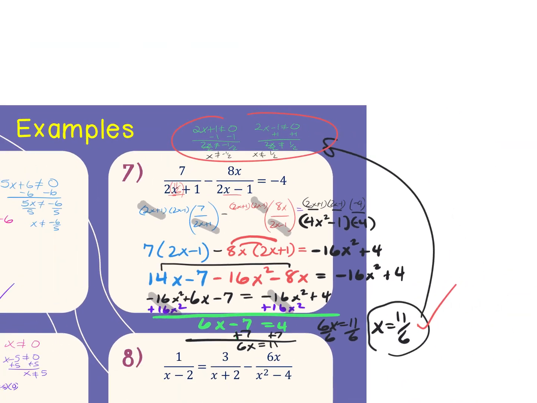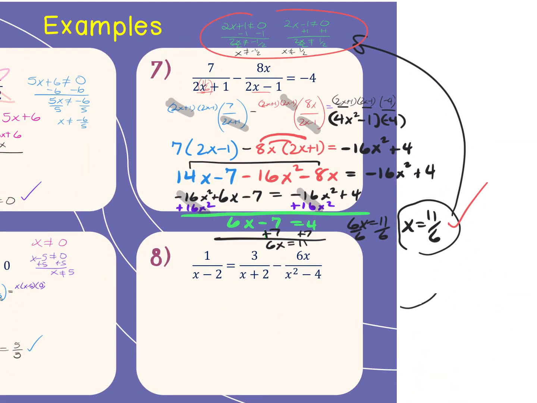Let's try number 8. Remember, when you're finding a common denominator, you need to factor first. Because if you say your common denominator is going to be x minus 2, x plus 2, and then x squared minus 4, you're going to get an ugly mess. Do not do it, okay? My common denominator, after I factor this one, is just going to be x minus 2, x plus 2.